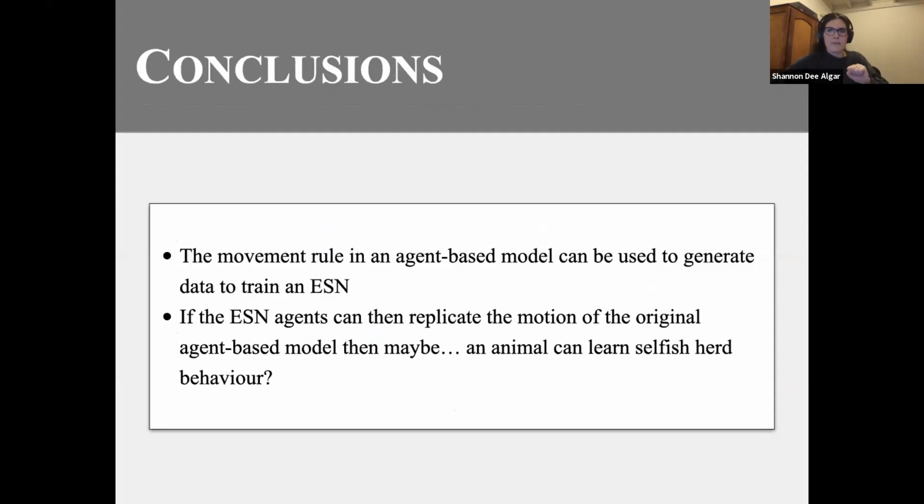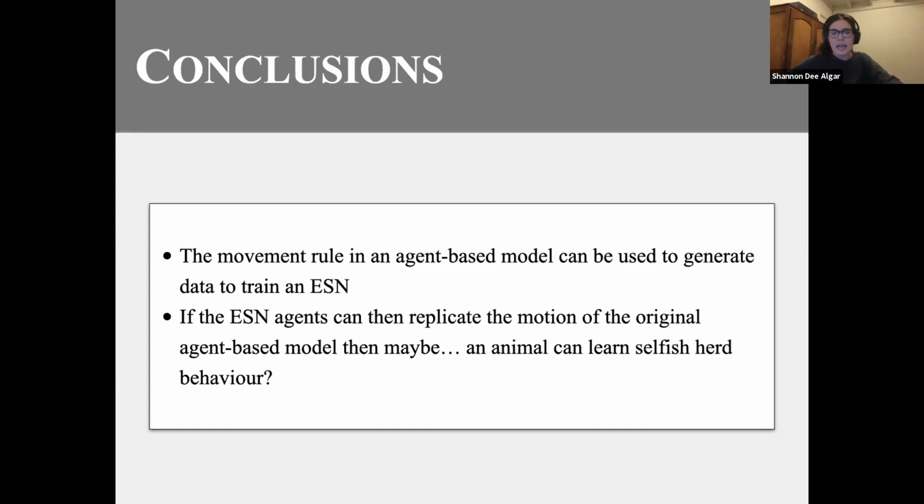Okay, so I guess in the absence of any real knowledge about what the animal is doing or how they are making their decisions, we'd like to have another level of scrutiny about proposed movement rules in agent-based models. And I've presented one approach of tackling this, of using a trained reservoir computer, an echo state network, and data generated from my proposed movement rule with an agent-based model, and demonstrated that at some level, the echo state network was able to learn and replicate this movement.